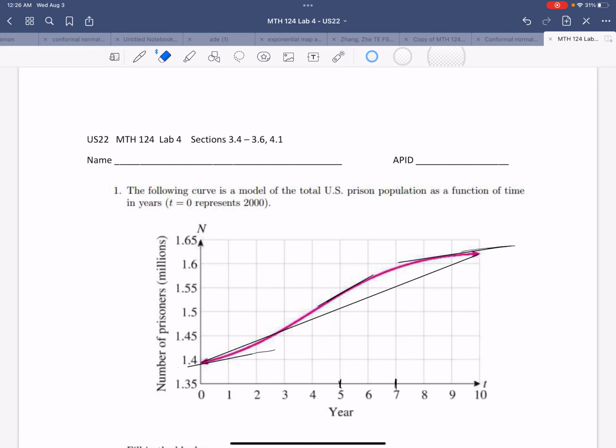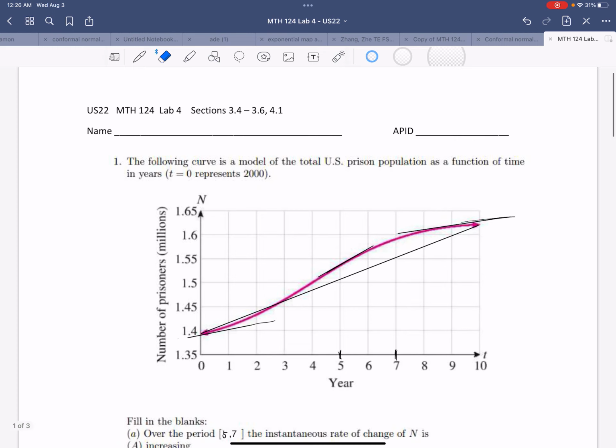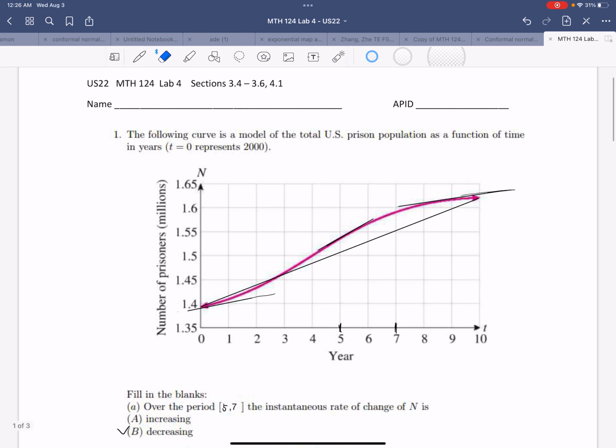Hi everyone, this is our lab 4. This lab is about the instantaneous rate of change, which is also called the derivative of a function, and the average rate of change. So we are combining these two pieces of knowledge. Let's look at the first question.